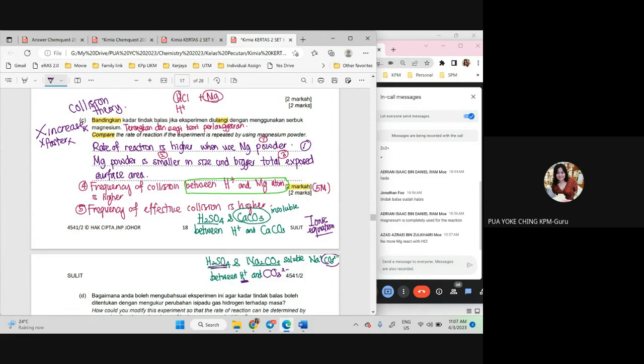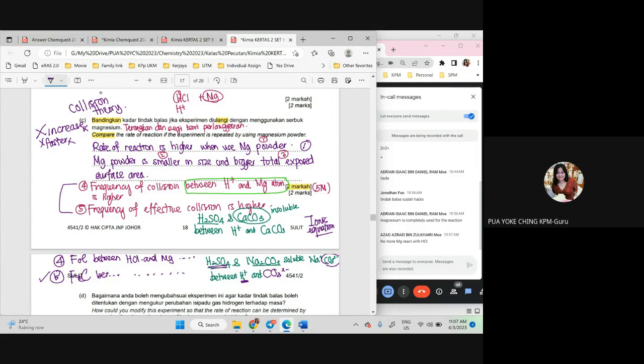Okay, satu lagi. Point 4 dengan point 5. Dia bergantungan. Let's say lah, ada seorang pelajar ni. Dia tulis point 4. Frequency of collision between HCl and Mg. Blah, blah, blah, blah. Point 5, frequency of effective collision between HCl, blah, blah, blah, blah. Atas, bawah sama, then only point 5, betul eh?